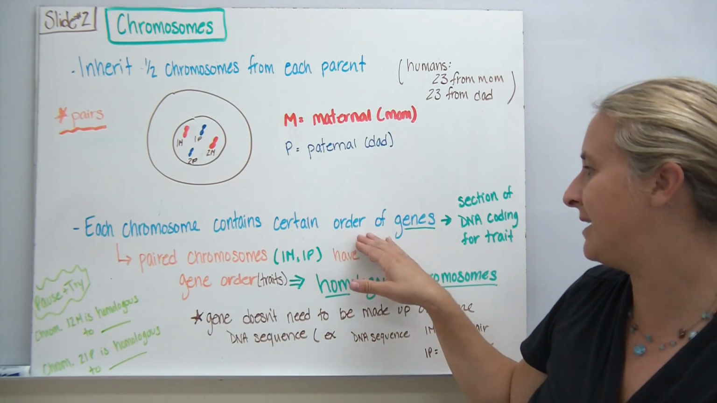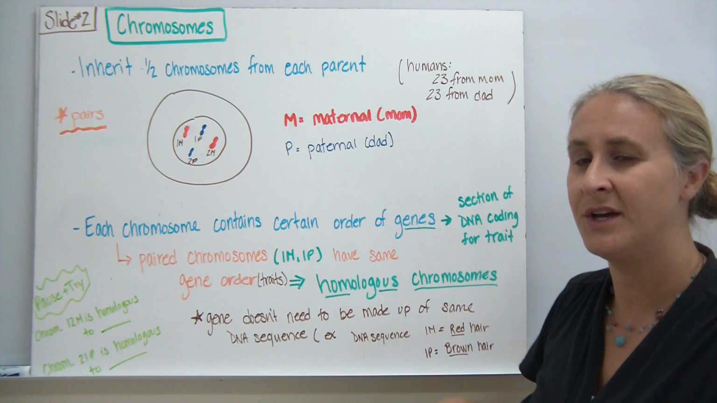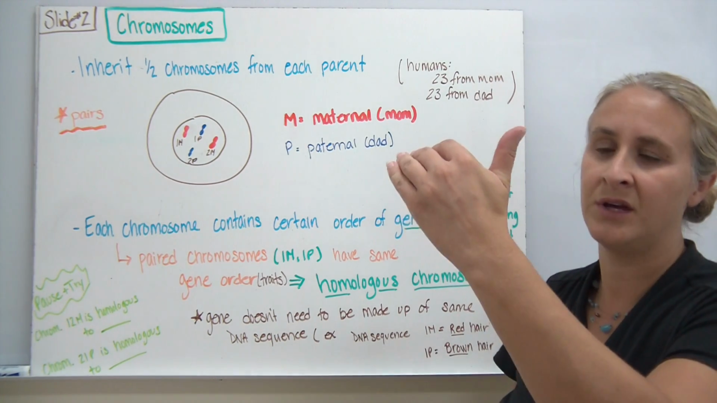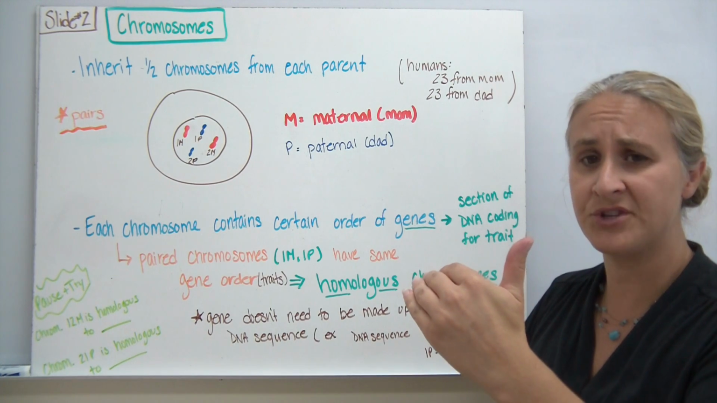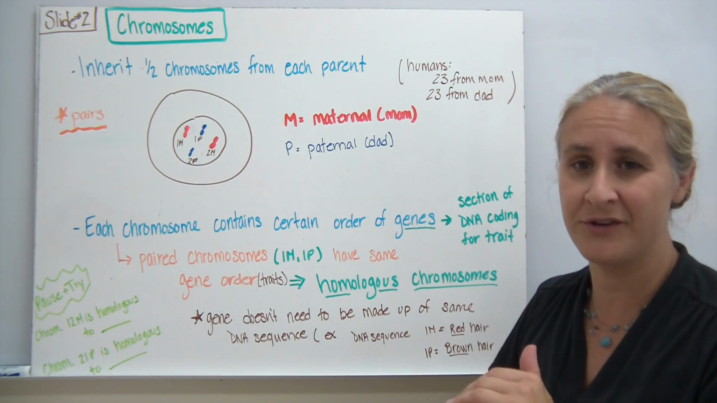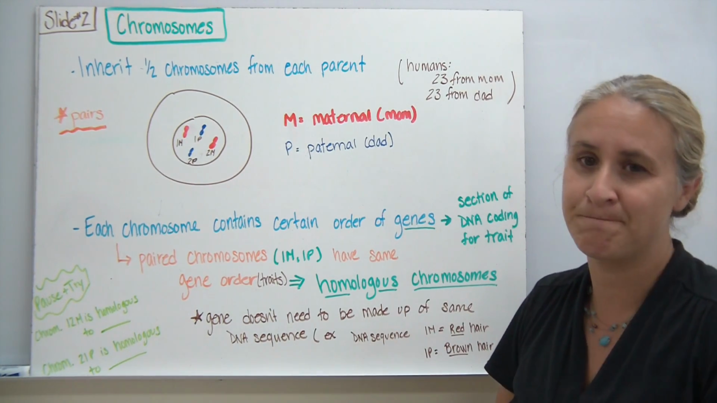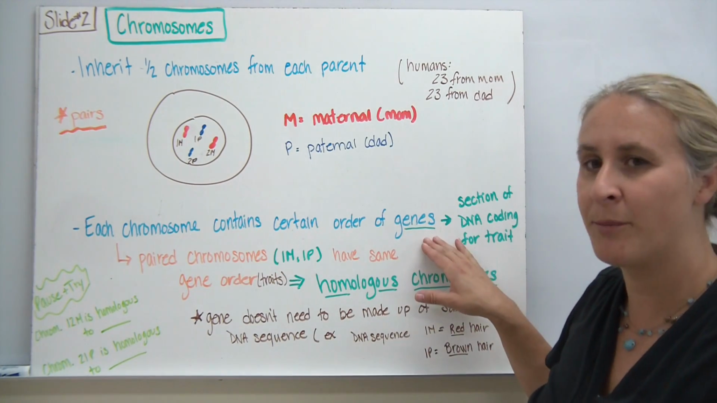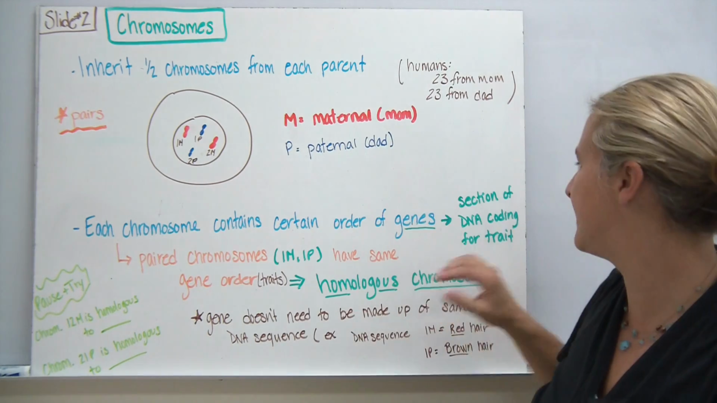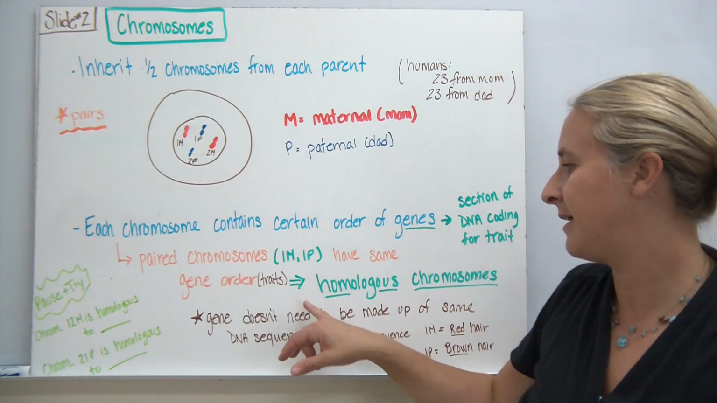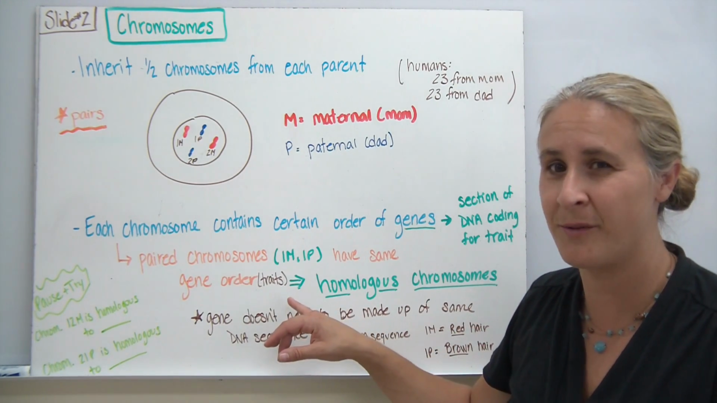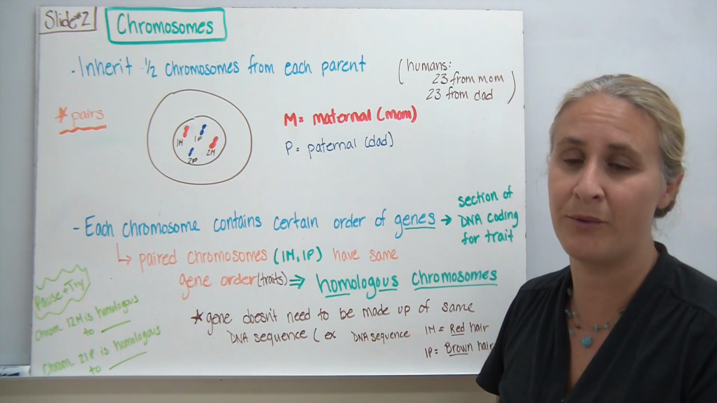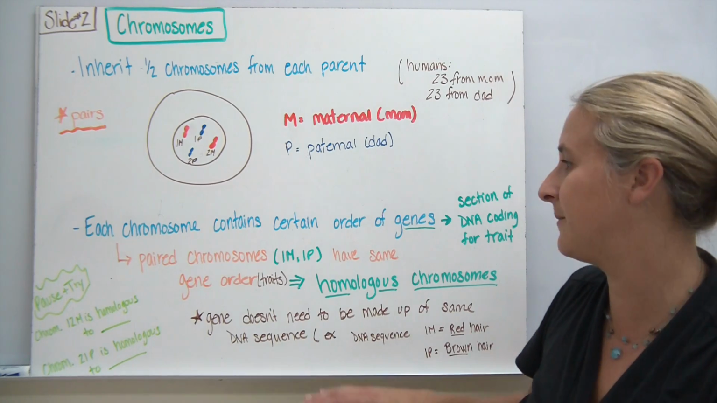Each chromosome contains a certain order of genes. So all of the chromosomes, number 1, let's say, would have hair for one gene, maybe eye color for another gene, and let's say skin color for another gene. All of the chromosome number 1s would have those genes there, but in terms of what you inherit from your parents, it might have a slightly different code. My hair color might code for brown hair as opposed to blonde hair.